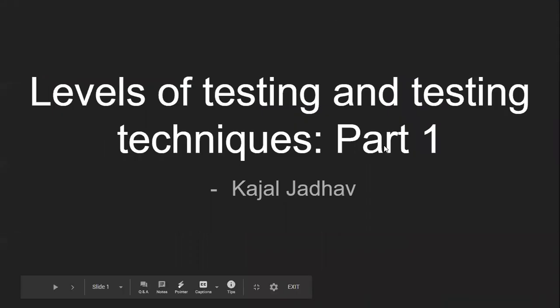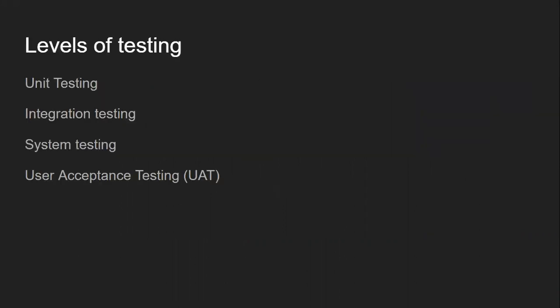In this tutorial, we're going to see the different levels of testing and the testing techniques that are used. This is one of the very important videos from a manual testing perspective. So let's see what the levels of software testing are. There are four important levels of software testing: unit testing, integration testing, system testing, and user acceptance testing.